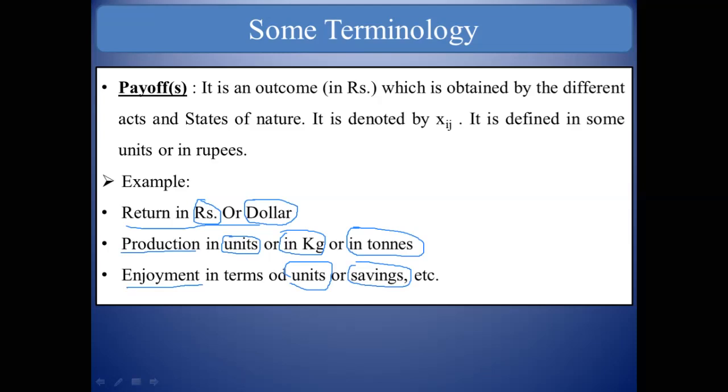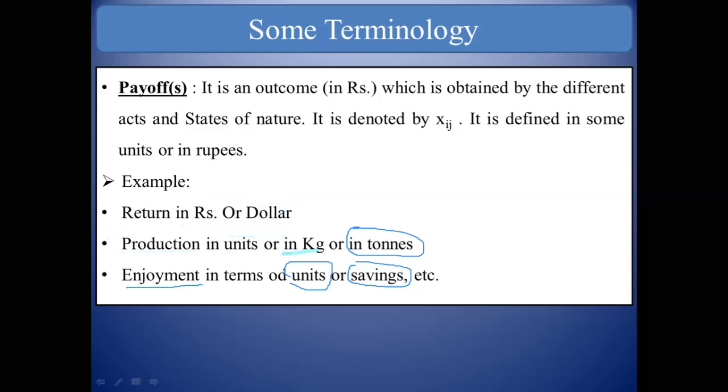So payoff is the return generated from different acts to different states of nature. We can also say that it is the output of the intersection of acts and states of nature. When a particular act and a particular state of nature intersect each other, then we'll get some amount or some units. Those amounts or units are known as payoff or payoffs. I hope now it is clear.